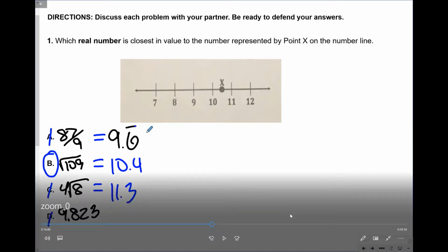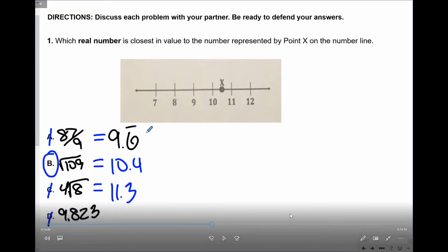Okay, I hope you understood how to do this here. When I give you a problem like this, which real number is closest to whichever they give you on the number line, which in this example here, we see point X is between 10 and 11. So we need to find which answer choice that they give us is between 10 and 11. And they will show you these example choices right here. So you got to find the number that is between the points that they give you.